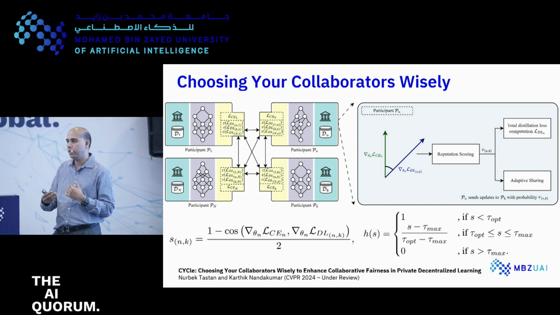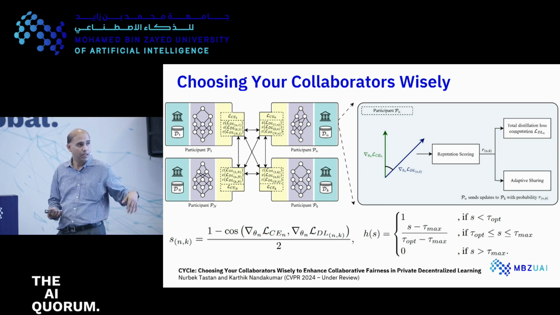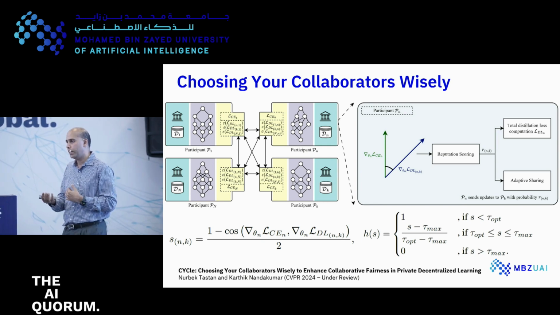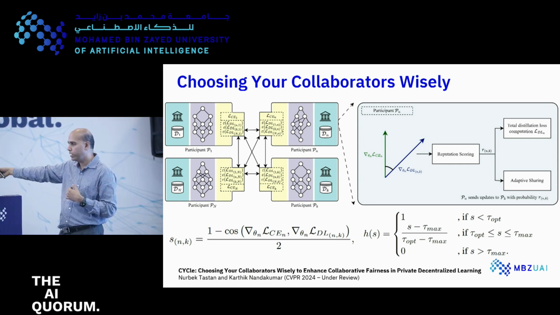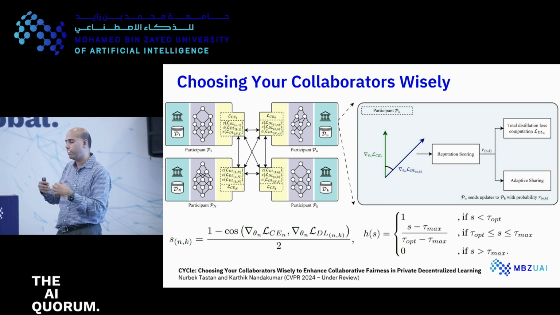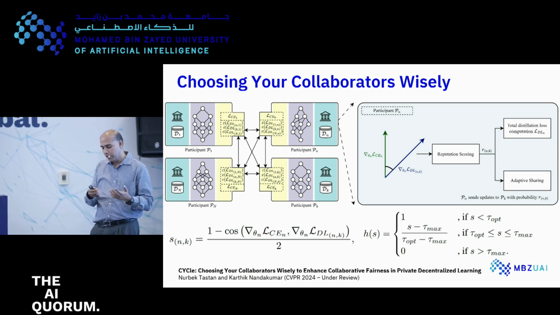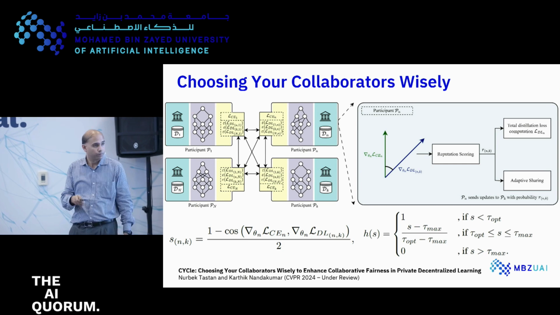So you can compute a reputation score for each of those clients. And also we can come up with an adaptive sharing mechanism where you can say, okay, if client B is contributing more to my model, then I will share more with B compared to some other client which does not contribute to my model learning, so I will not share any updates with that client. Right? So you can adaptively control the sharing, and that improves the collaborative fairness.